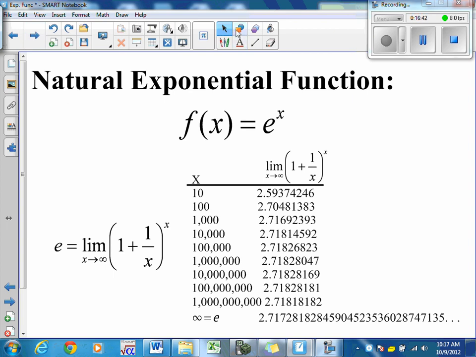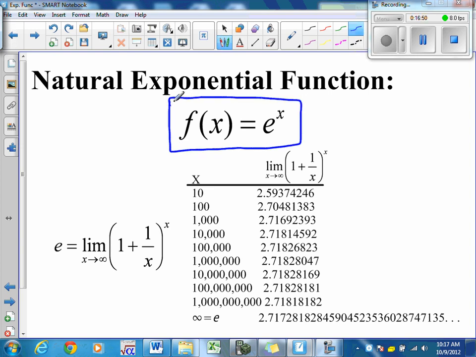Now, we have one special function, and this is e to the x. And this is something that people just struggle with. I'll give you a little idea of where e comes from. It'll make more sense going on. It comes from this formula here. And as x gets bigger and bigger and bigger, you get closer and closer to e.